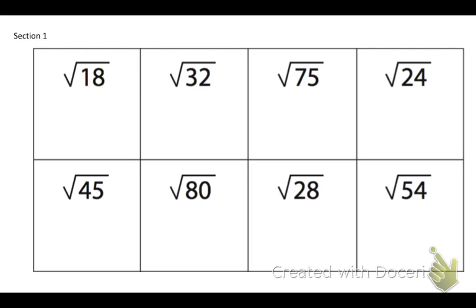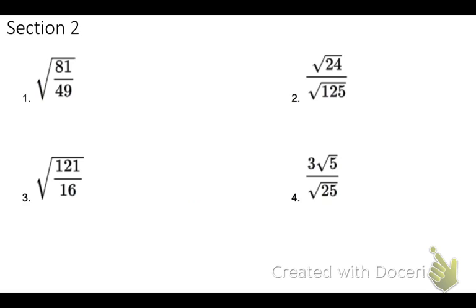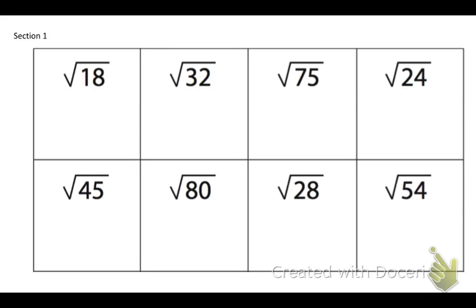Okay, so square root of 18. So again, we're trying to find perfect roots. If we find a perfect root, let's try 9 times 2. 9 times 2 is 18. We can take the square root of 9 as 3. We can't do anything about the 2, so it remains in the radical. And we end up with 3 times the square root of 2.